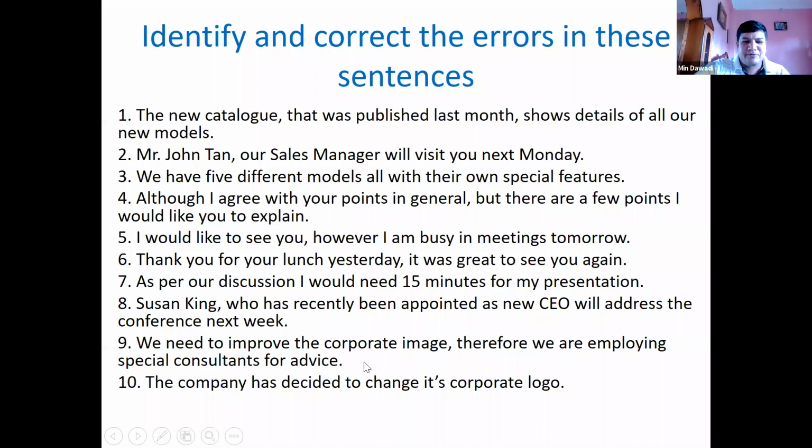Okay, we need to improve the corporate image. You remove the comma, write a full stop, and write T in capital. Therefore, we are employing special consultants for advice. Like this. And the last question is, the company has decided to change its corporate image.